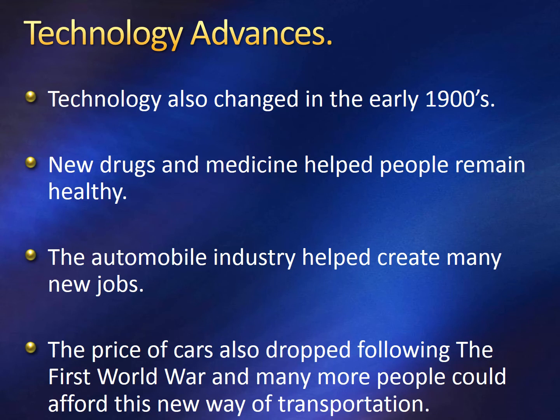Okie doke, so technology advances. Technology also changed in the early 1900s. New drugs and medicine are going to help people remain healthy. And we talked about this a little bit, but the automobile industry, which had kind of emerged a little bit, is also going to help create new jobs. Rubber factories for tires, engines, other metal parts. So again, the automobile industry is going to help spur new industries that are going to help create jobs.